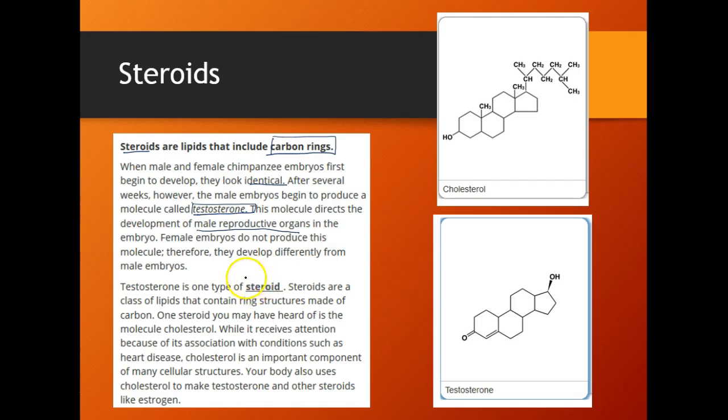So testosterone is one type of steroid, and steroids are a class of lipids that contain ring structures like we see in these two pictures right here of cholesterol and testosterone. One steroid that you might have heard of is cholesterol. Usually people talk about cholesterol and how bad it is for your health. However, cholesterol is actually very important in many cellular structures. Your body also uses cholesterol to make other steroids such as testosterone and estrogen. So it's not always a bad thing.